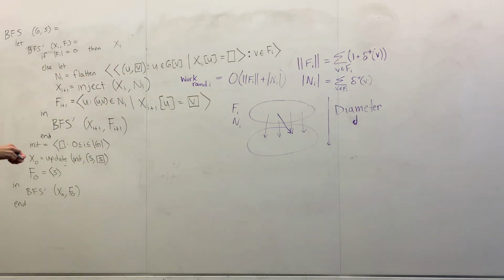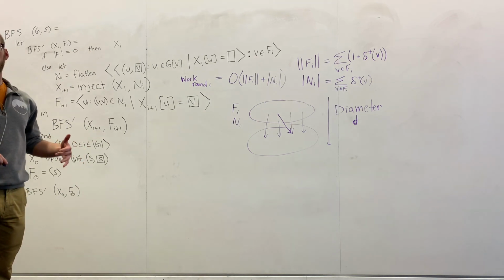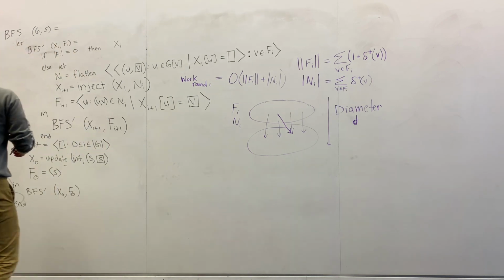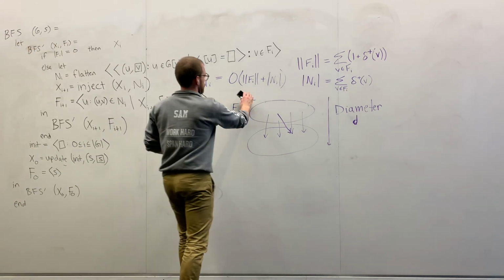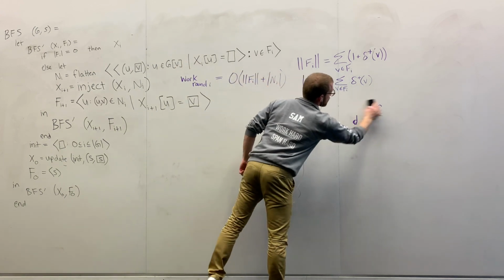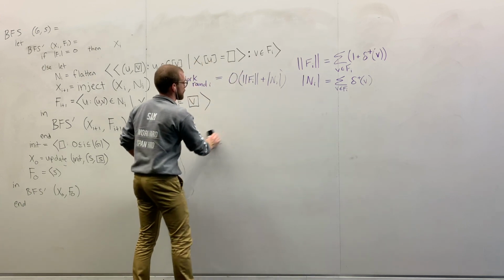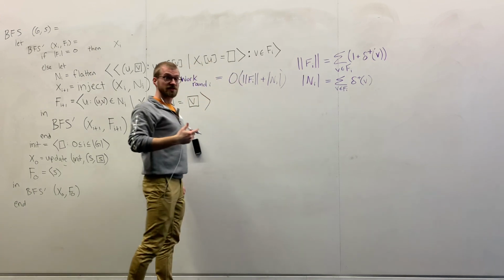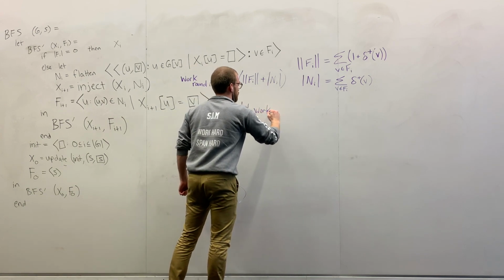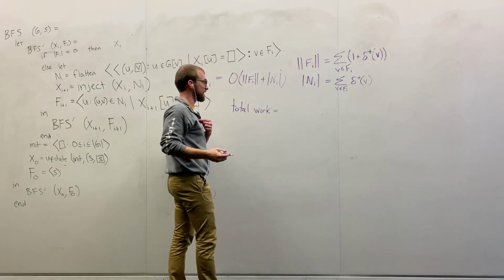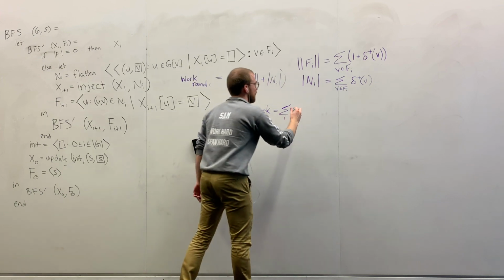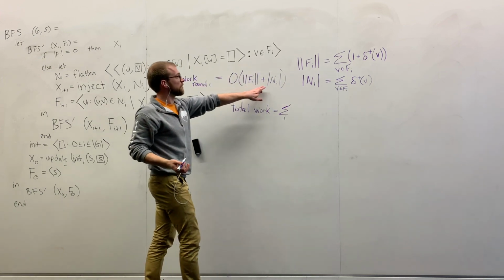As I mentioned before, the goal now is to just sum this up over all rounds. So now we can ask what's the total work. And this is going to be just a summation over rounds i of the work at round i, which in this case is just going to be a summation of these.